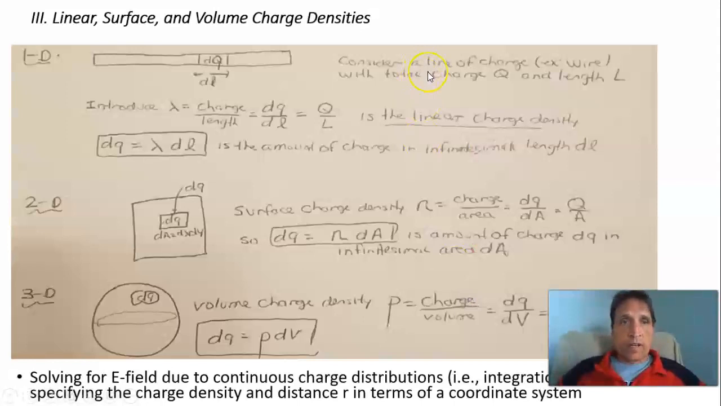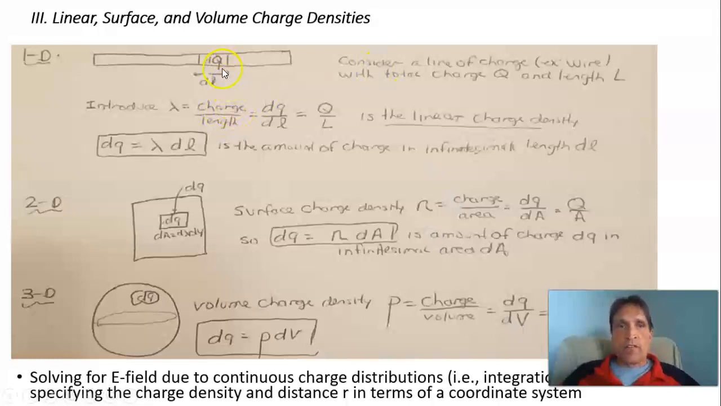So here we go. Let's look at what these densities are. Suppose you have a wire or something that's one-dimensional. In other words, it's very thin in the perpendicular direction, so we can assume it's roughly one-dimensional. If the wire has a length L and a total charge Q, then we can define the charge density, which is the charge per unit length. In other words, coulombs per meter is the charge density units.